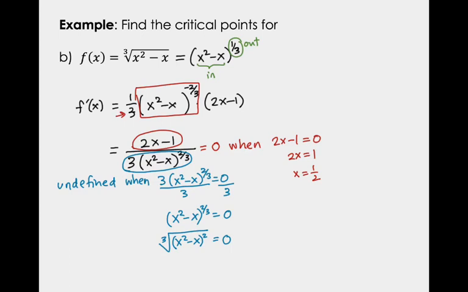All right, and then to unpack this, I can get rid of the cube root by cubing both sides. (x squared minus x) squared equals 0. Then I'll take the square root of both sides. So I get x squared minus x equals, usually we'd put a plus or minus, but it's just equal to 0.